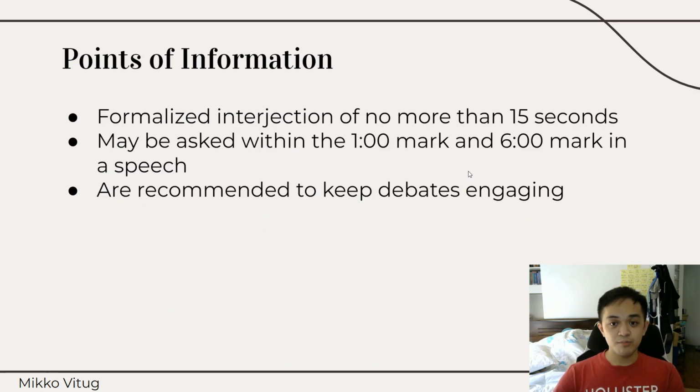The last thing to note are points of information. So these are formalized interjections of no more than 15 seconds. How they'll normally happen is between the 1 minute mark and 6 minute mark of a speech. In person, you'd normally raise your hand or stand up. On Zoom, you'd either type it in the chat or raise your hand on your camera as well.